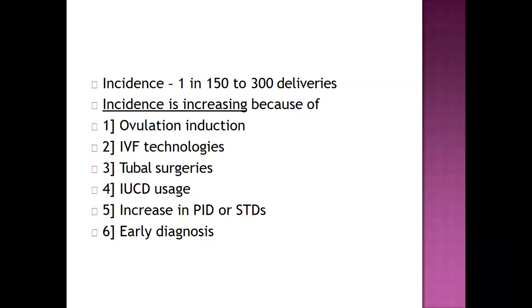an increase in PID or STDs. When there is pelvic inflammatory disease or sexually transmitted disease, what happens? The anatomy of the pelvic cavity is distorted and it causes adhesions and less mobility of the fallopian tube. And when pregnancy occurs, there is more chance that this pregnancy could be ectopic.